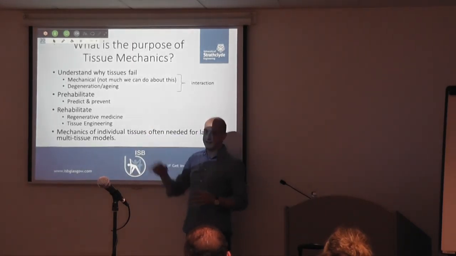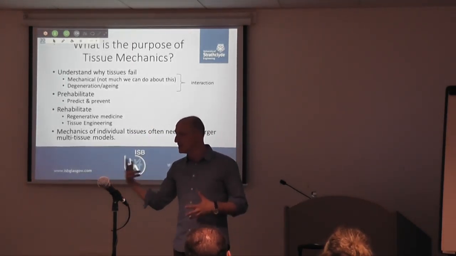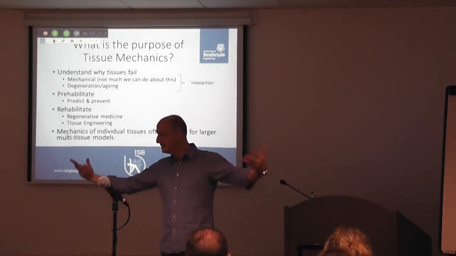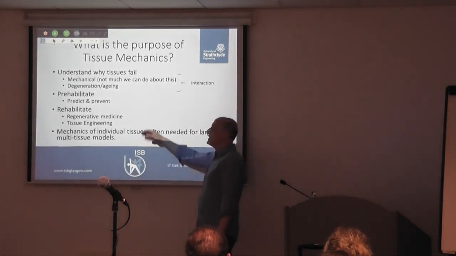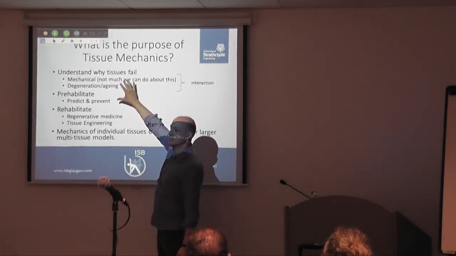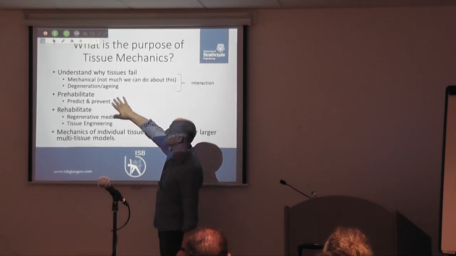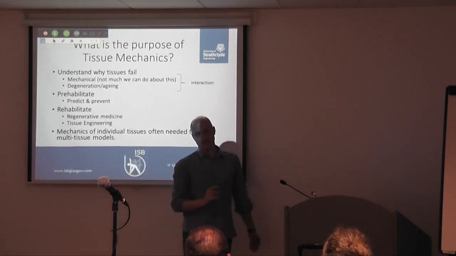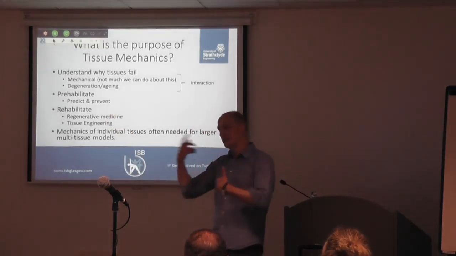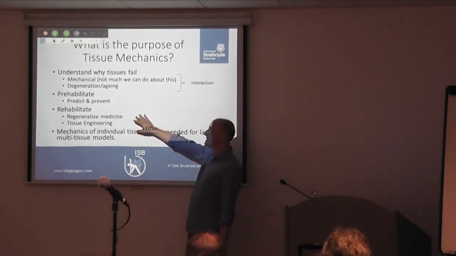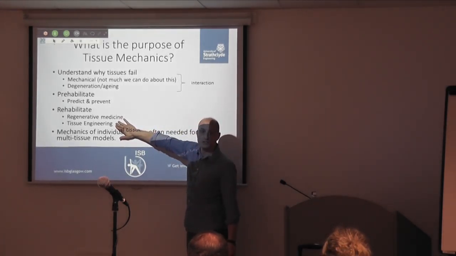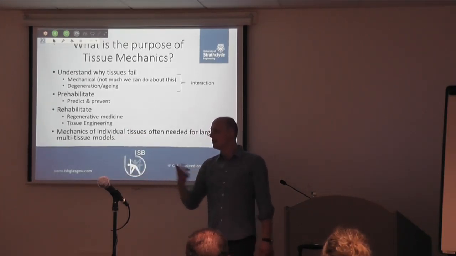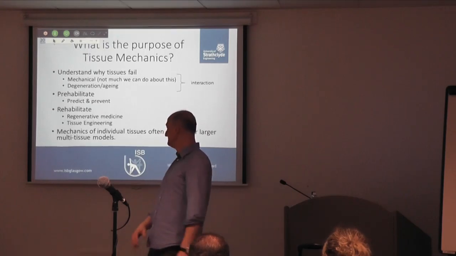In particular, can we prehabilitate the body? If the tissues are starting to go wrong, can we put external loads onto those tissues by means of physical exercise to make the tissues better themselves, preventative? So we want to predict what's happening and then to prevent. And if something has gone wrong, can we rehabilitate afterwards? Can we again put some exercise on? And if not, can we stick a piece of tissue in to recover? And to be able to stick that piece of tissue in, you need to know the mechanical properties of what you've got to put in.